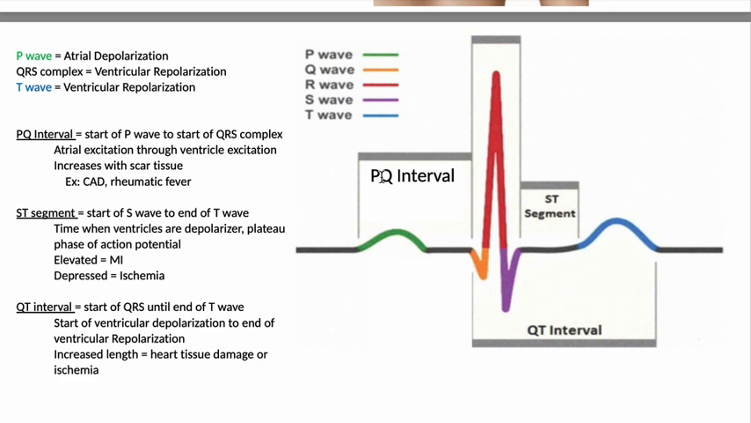So we can evaluate that with our PQ interval. And again, we will just measure this. And if it is longer than it should be, than the standard that an ECG should be, and if it's longer, maybe it's scar tissue.